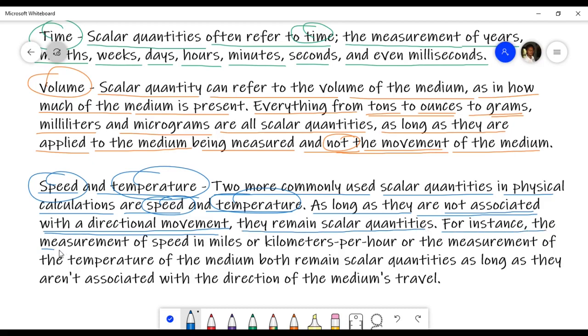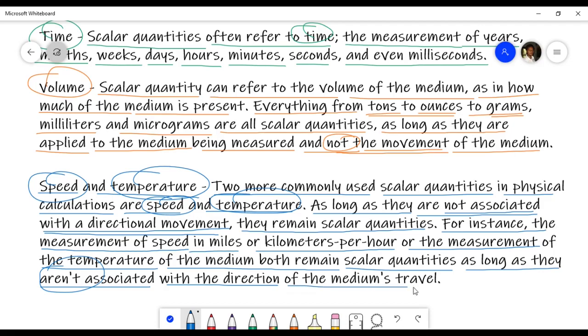For example, the measurement of speed in miles or kilometers per hour, or the measurement of the temperature of the medium, both remain scalar quantities. Till when? As long as they are not associated with the direction of the medium's travel. As long as they are not associated with direction, speed and temperature will be considered scalar quantities. I hope you have understood this.